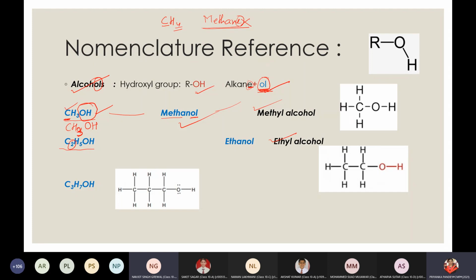Is there anyone who can tell me what is CH3, what is C2H5, what is C3H7? Yesterday we discussed this. Yes, Dhruv? Ma'am, CH3 is methyl, C2H5 is ethyl, and C3H7 is propyl. Ma'am, these are alkyl groups. Very good, Dhruv. This is how I'm going systematically and very slowly to make you understand.